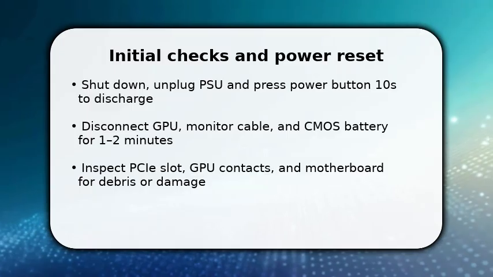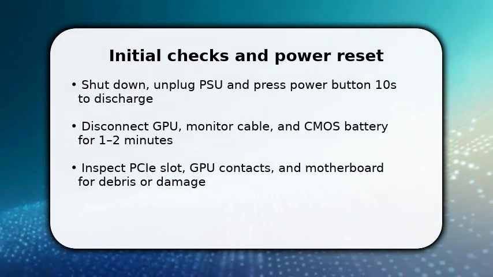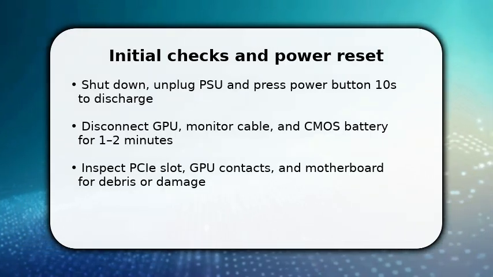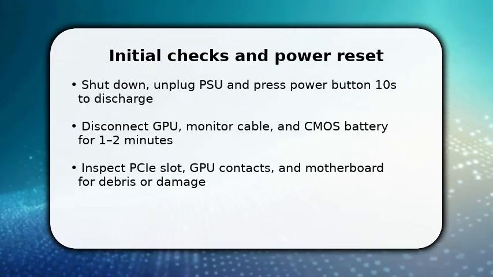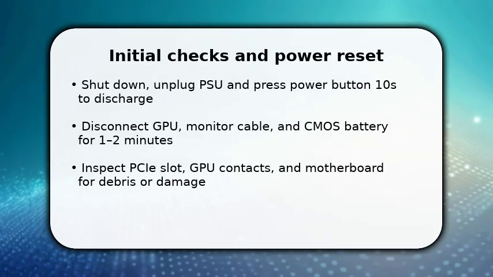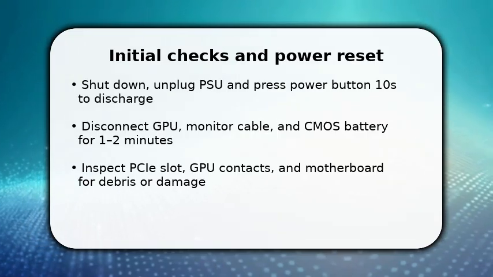You start by removing power and discharging stored charge so components reset. This clears many false error lights. Once unplugged, remove the graphics card and monitor cable so you can inspect contacts closely. Make sure to take out the CMOS battery for 1 to 2 minutes to reset firmware defaults. That often resolves misreported VGA errors.